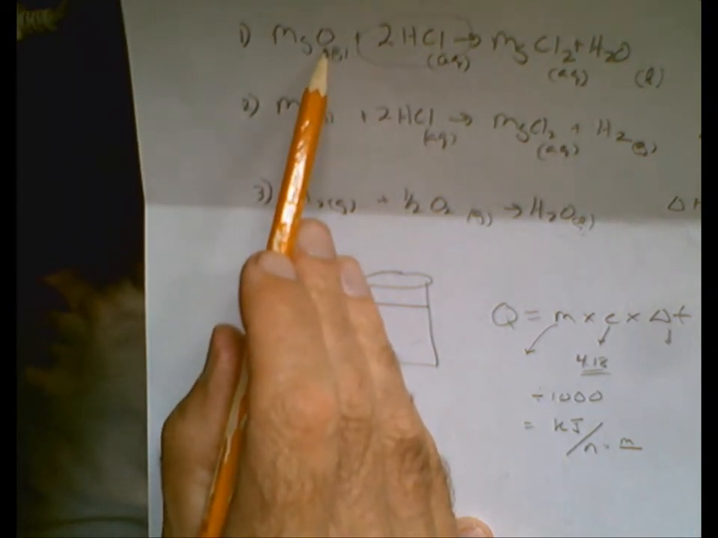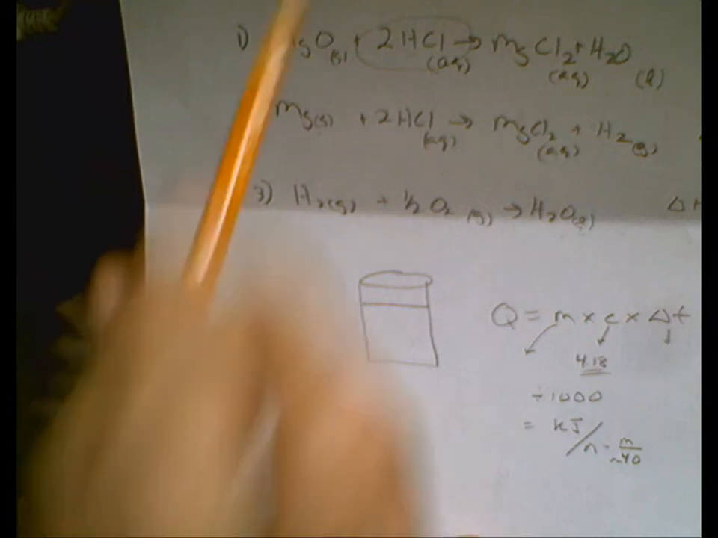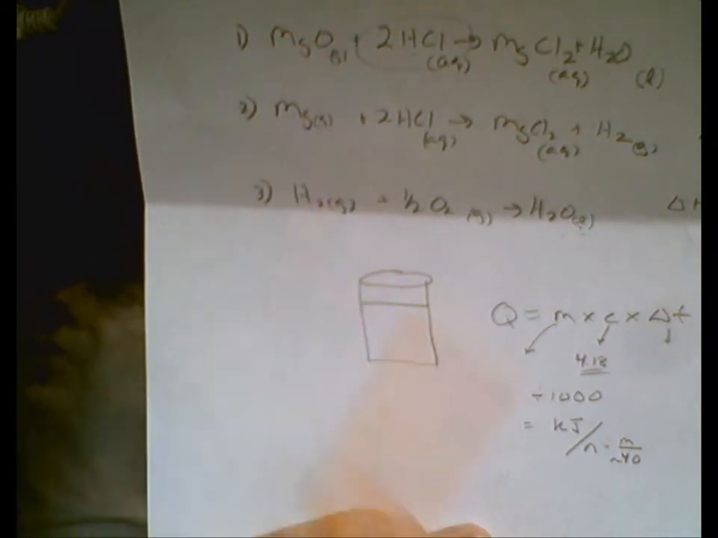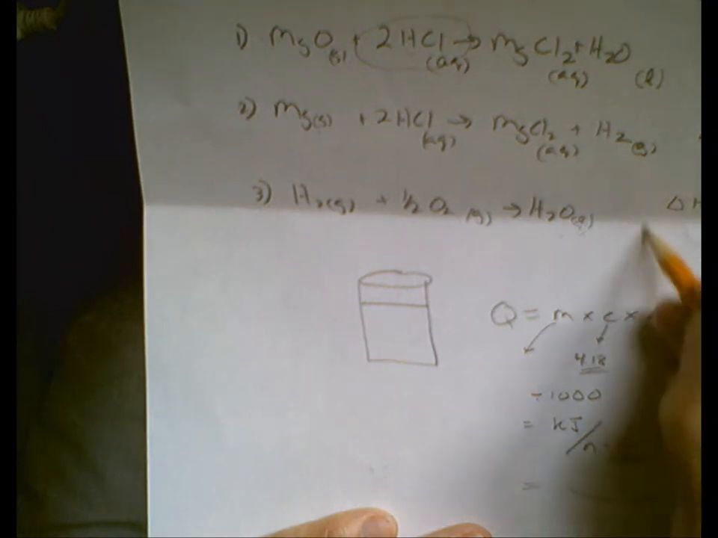23.9 and about 15.9. So you're going to be around 40. Don't take my word for that. Look up the molar mass of Mg, look up the molar mass of O and put it in here. Take your mass, divide it by the molar mass, take your kilojoules, divide it by this number here, and this will be your heat that goes right up here.